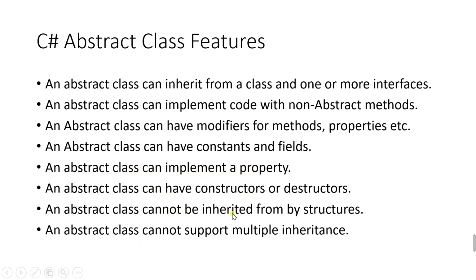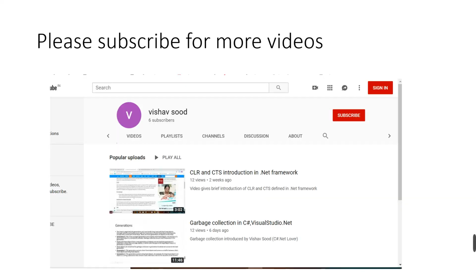An abstract class cannot be inherited by structures, meaning a structure cannot inherit abstract classes. That is the main thing to remember. An abstract class cannot support multiple inheritance, as C# doesn't support multiple inheritance. In fact, that is the basic difference between interfaces and abstract classes: by using interfaces we can achieve multiple inheritance, but an abstract class doesn't support multiple inheritance.